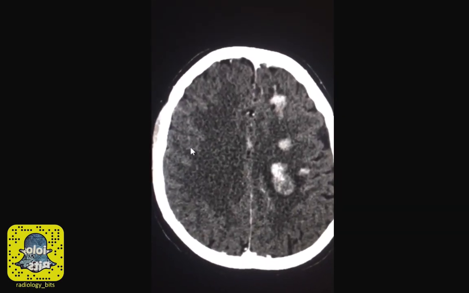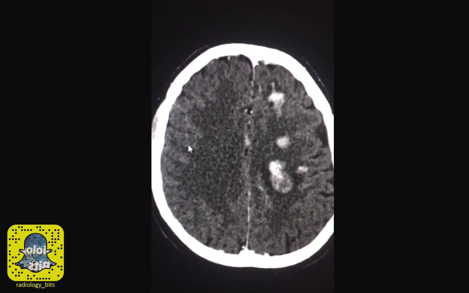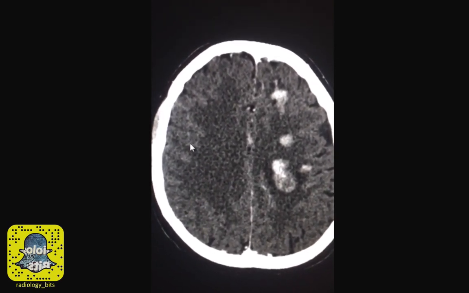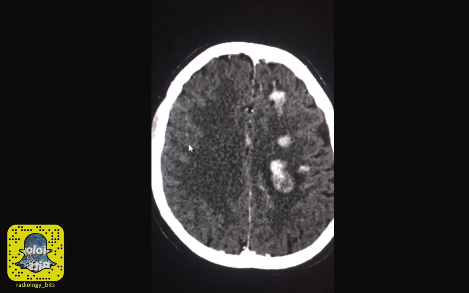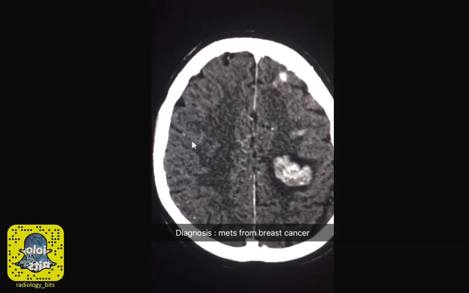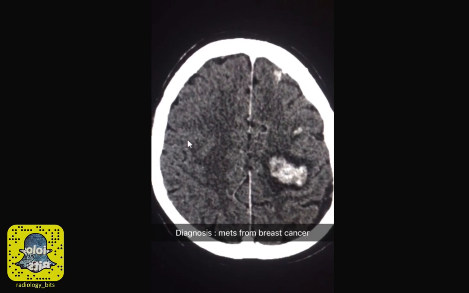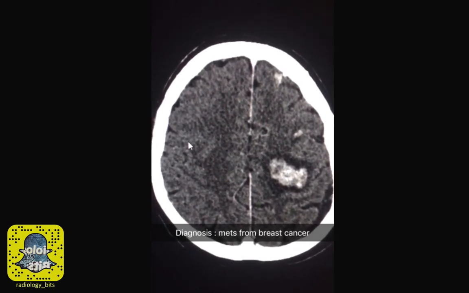So now you confirmed that these are not hemorrhage or infarcts. They're multifocal hypervascular intra and extraaxial lesions. The most likely diagnosis is metastasis. And this turned out to be metastasis from a primary breast carcinoma.